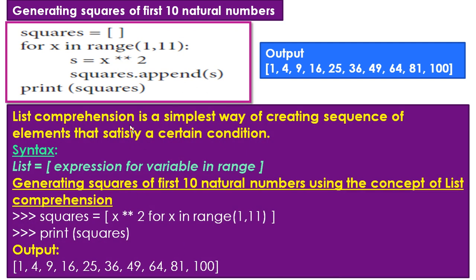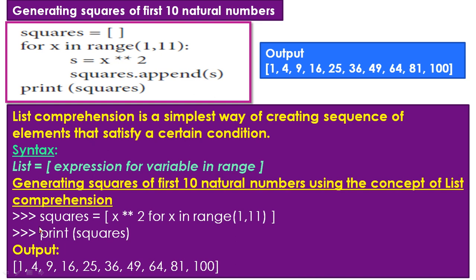List comprehension is the simplest way of creating a sequence of elements that satisfy a certain condition. This is the comprehension way, that is in Tamil list surukam. The syntax is list equal to expression for variable in range.